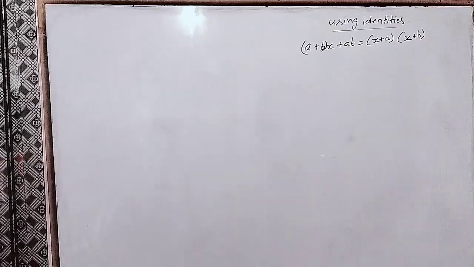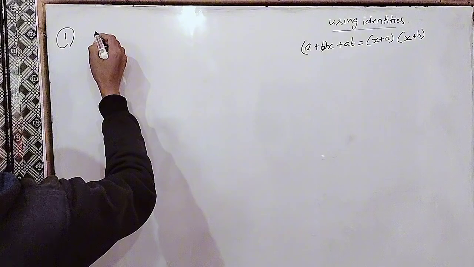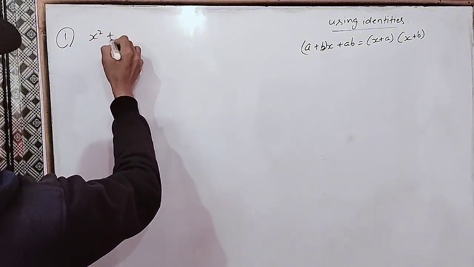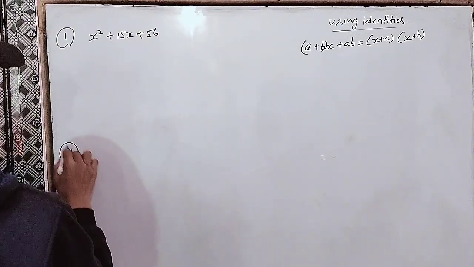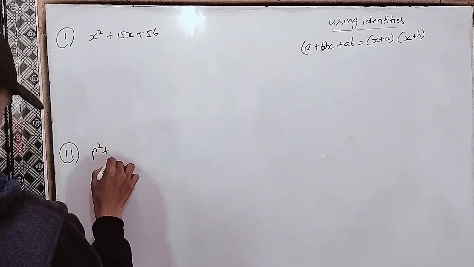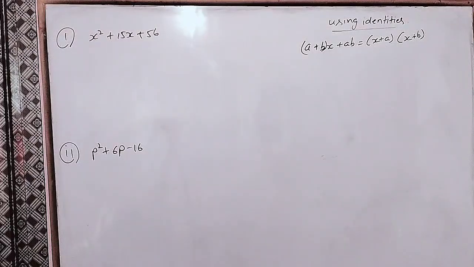This is the next advantage that we will be applying on our questions. The questions are: first, x square plus 15x plus 56. Second, p square plus 6p minus 16. This is our question.